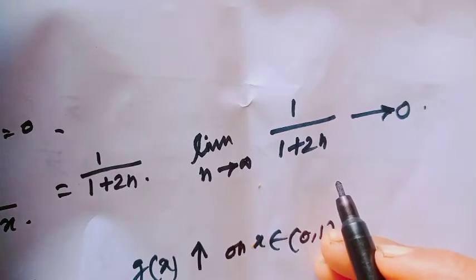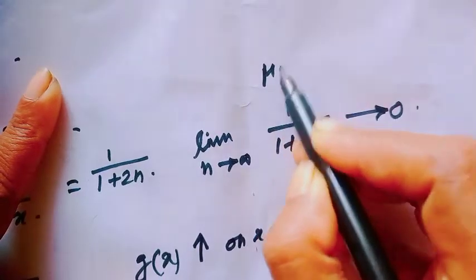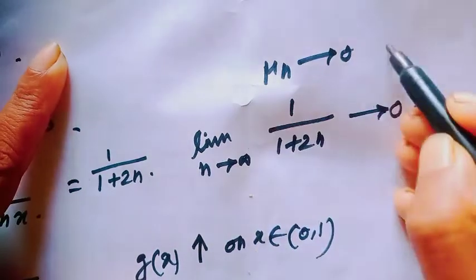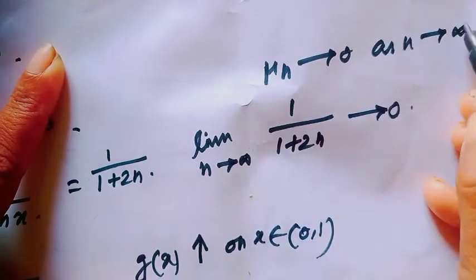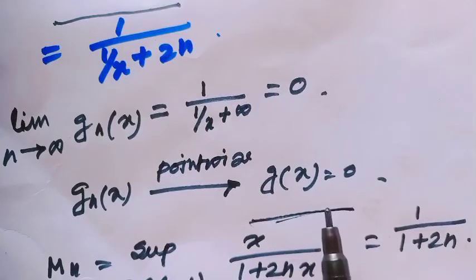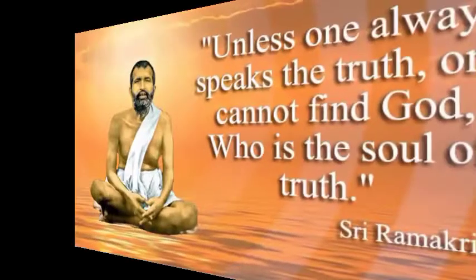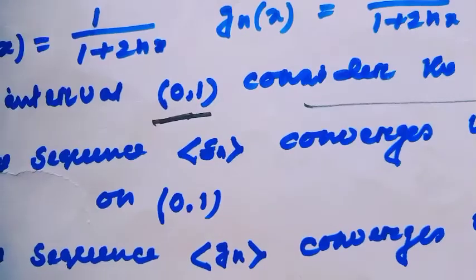That means here I have got the value Mn tends to 0 as n tends to infinity. That means our given sequence converges uniformly to the function g(x) equal to 0. Are you getting? Now let's see the options.